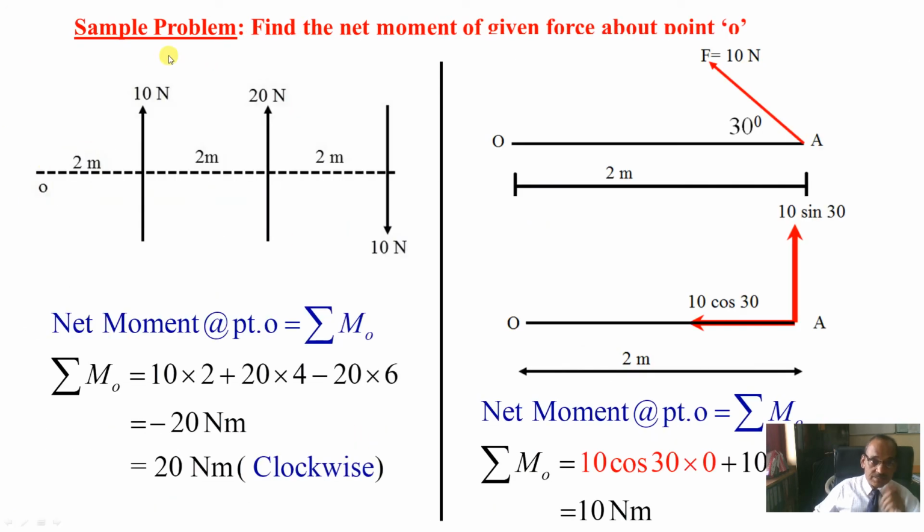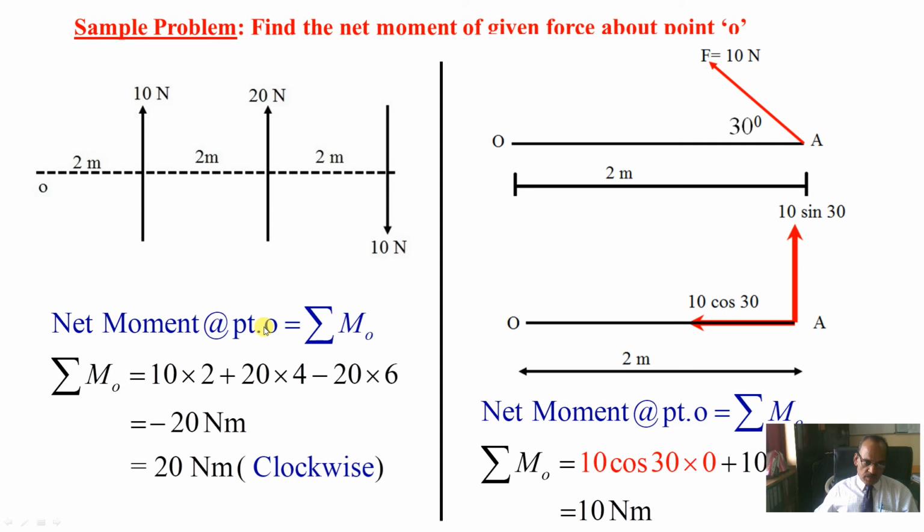Now let us take a sample problem. Find the net moment of the given forces about point O. First I will take this system of forces. You see, this is a horizontal line. This is a point, I will take as the point of rotation. I want to take the moment about this point O. From this up to the line of action of this force, distance is 2 meter. From this to this, the distance is 2 meter. From this to this, the distance is 2 meter. The forces are 10 Newton upwards, 20 Newton upwards and 10 Newton downwards.